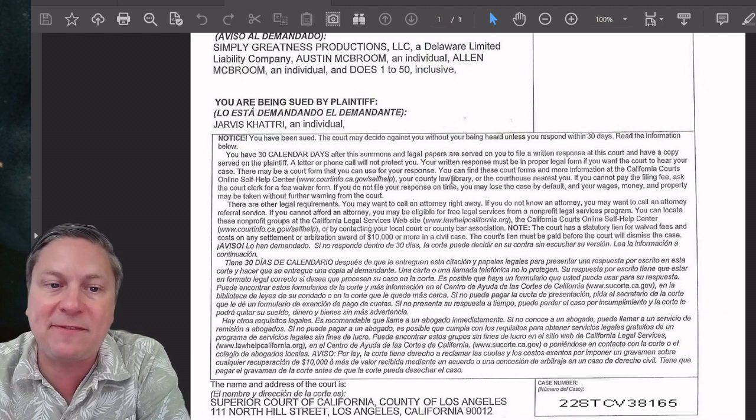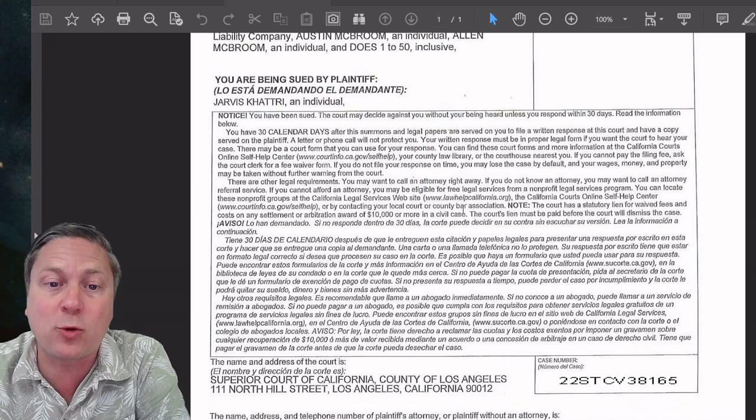If you cannot pay the filing fee, ask the court clerk for a waiver form. If you do not file your response on time, you may lose the case by default, and your wages, money, and property may be taken without further warning from the court. There are other legal requirements. You may want to call an attorney right away.